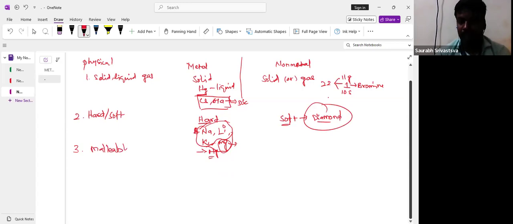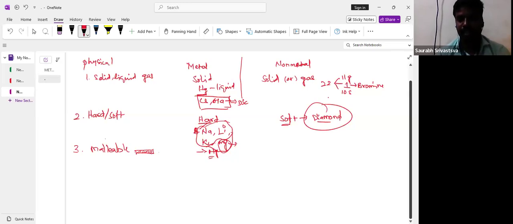Malleable means we are able to make a thin sheet. If you are able to make a thin sheet, then it is malleable nature. If you are not able to make a thin sheet, then it is non-malleable nature. Now, metals are generally malleable, but some examples are different.